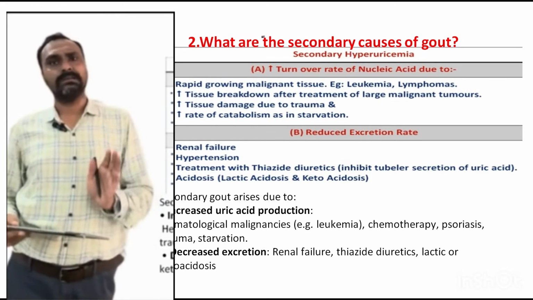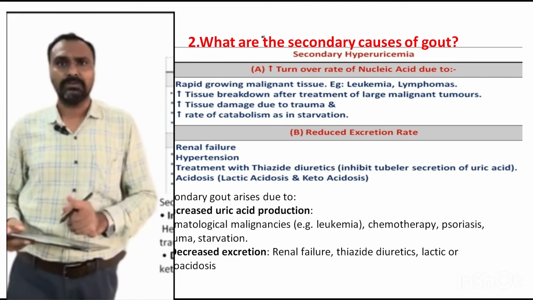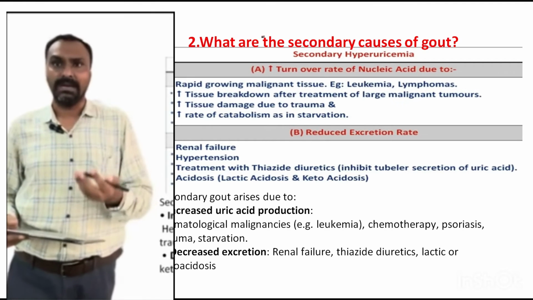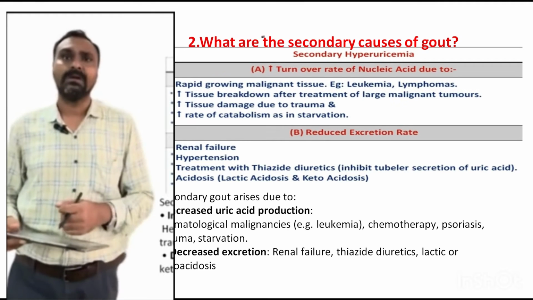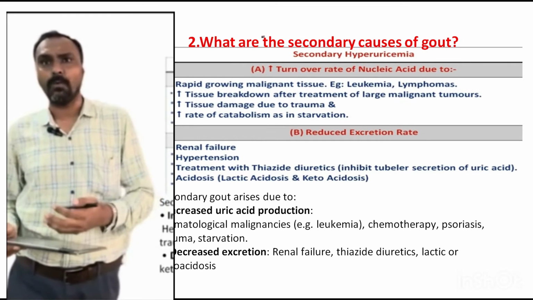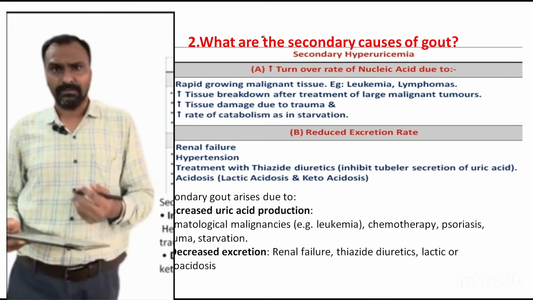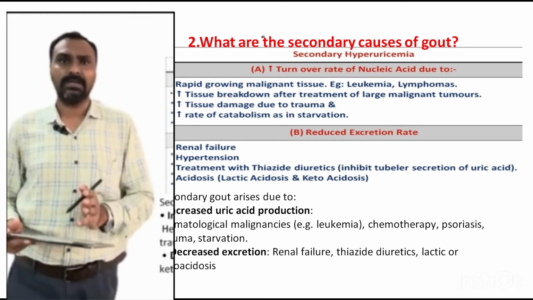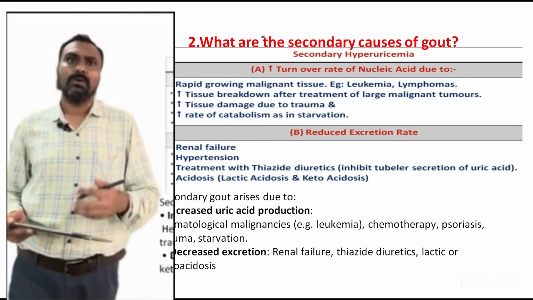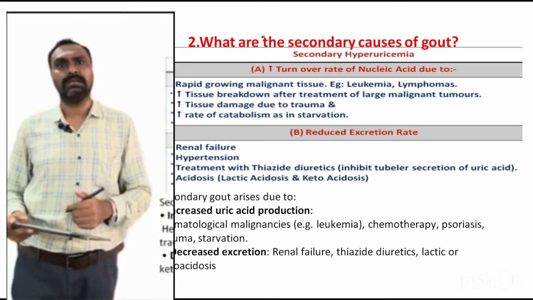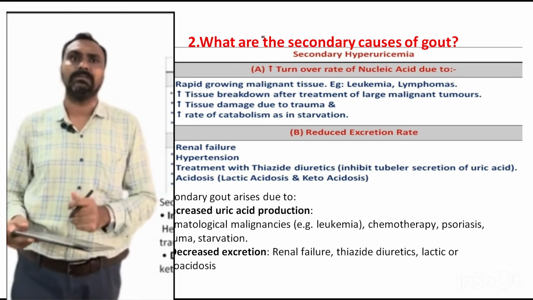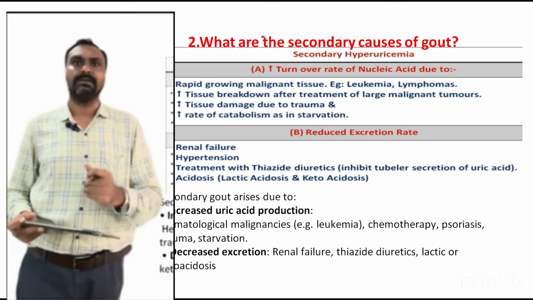Now coming to the secondary causes of gout. The secondary causes include increased uric acid production, which includes hematological malignancy like leukemia and lymphoma, and patients who are given chemotherapy, where tumor lysis syndrome will lead to increased uric acid production. Also a case like psoriasis, where there is epidermal changeover and more DNA turnover, leads to more and more nucleotide breakdown and increased uric acid level. Even starvation will increase your catabolic process and lead to increased uric acid production in your body. So uric acid level is increasing.